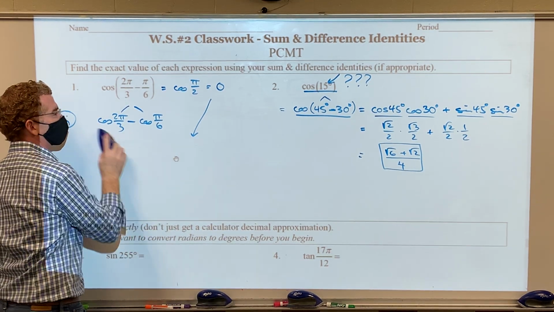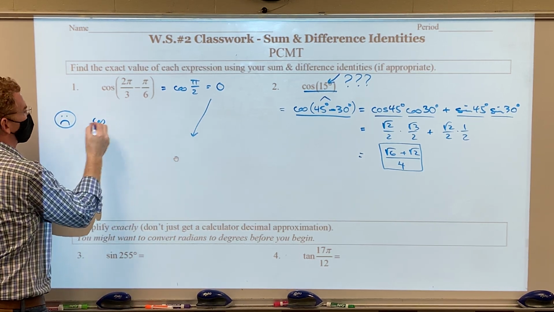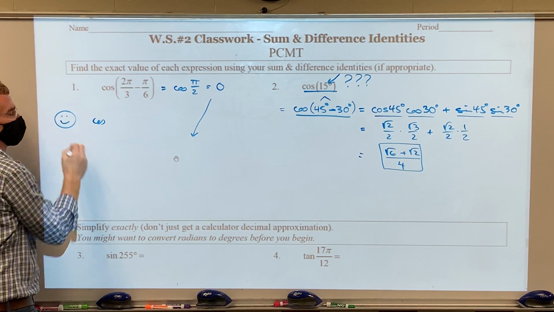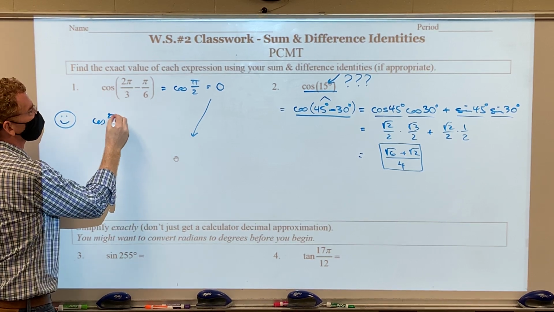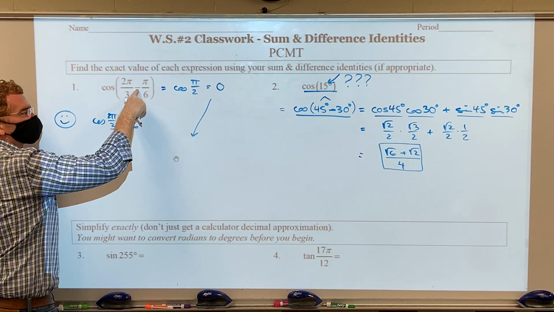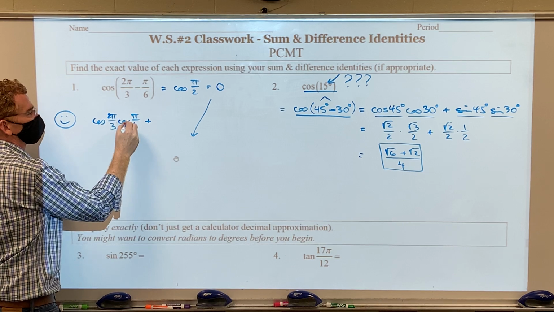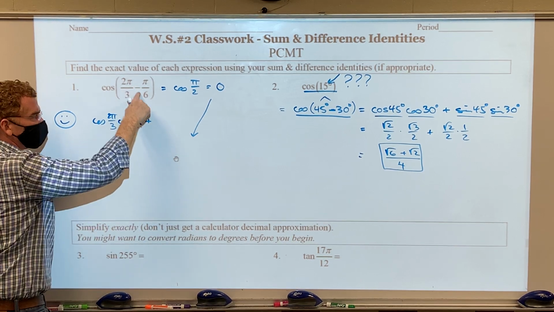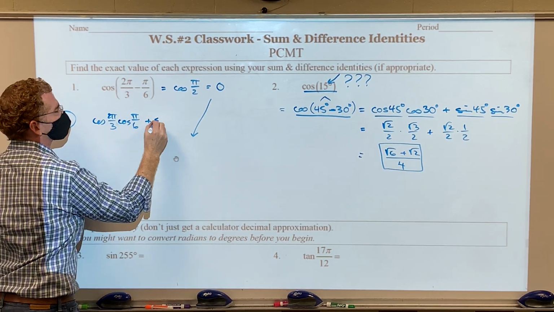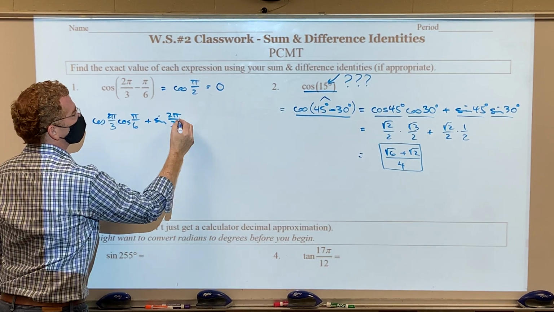But look what happens if I use the identity. Cosine of the first angle, cosine of the second angle. Change the sign. And then sine, sine.